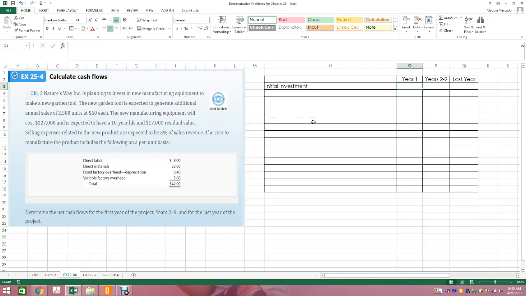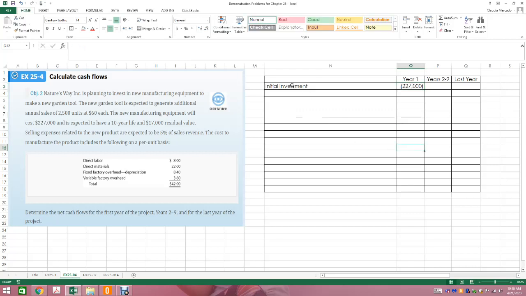Because you are paying cash for this piece of equipment, that is a decrease, okay? It's an outflow of cash, so I'm going to put it in parentheses. Anytime you spend money, you put it in minus or parentheses. Anytime you receive money, it's a positive, so it's just a regular number, okay? So that's $227,000 initial investment, year 1. That is when you buy the equipment, okay? And you're only paying for it once, so that will only happen year 1, okay? Now we're going to look at our operating cash flows.